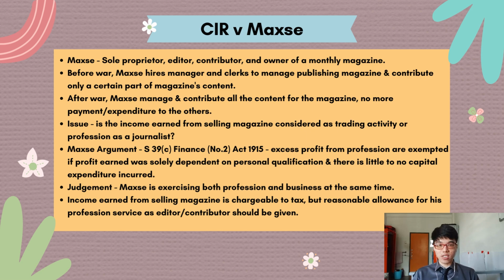So the final decision is the court held that Maxse was doing two jobs at the same time, meaning that he's a businessman and also a journalist. So the income earned from selling the magazine should be taxable, but at the same time, he himself as a journalist should get allowances as well. So the income earned is taxable, but at the same time Maxse himself also gets some allowable expenses. They can deduct all these expenses. Okay, so this is the final decision for CIR versus Maxse.